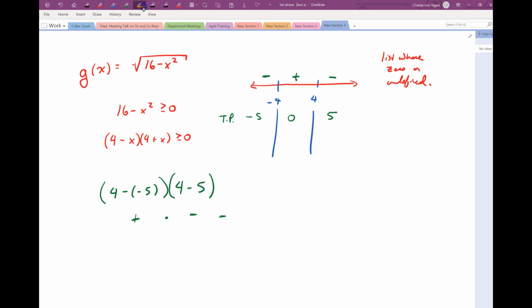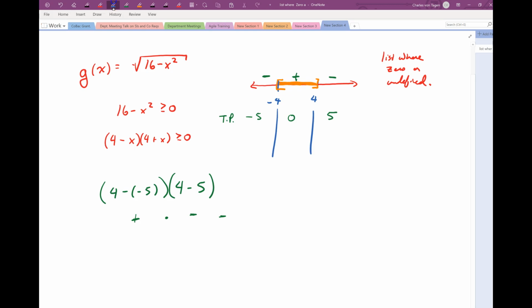Well, this inequality is greater than or equal to 0 for any values right here. Okay. So I think you should agree with me that since we picked 0 and plugged in 0, we got a positive number, and that would have been true for any value between negative 4 and 4. I think you would agree with me shading this line right here as part of my solution set.